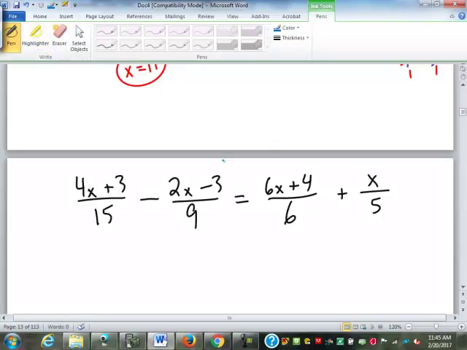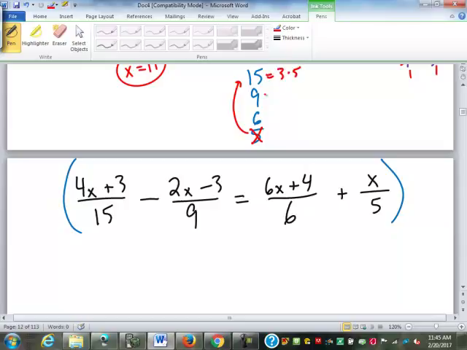The other method we looked at for solving a problem like this is to multiply by a common denominator to get rid of the fractions. So we've got 15, 9, 6, and 5. And we're looking for the least common denominator. Well, because 5 is a factor of 15 itself, I don't have to worry about the 5. So I'm just going to worry about the 15, 9, and 6. There are a lot of ways we could go about this. We could make lists until we find a number that's in all 3 lists. I'm going to factor it.